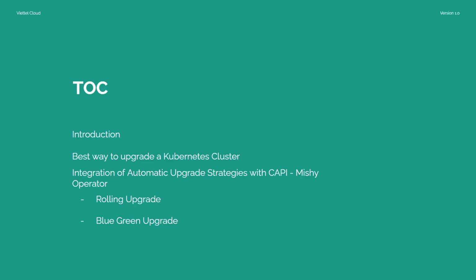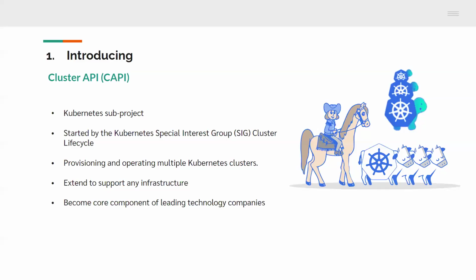Here is the table of contents. So, okay, about Cluster API: it is a Kubernetes sub-project, started by the Kubernetes special interest group Cluster Lifecycle, and it is for provisioning and operating multiple Kubernetes clusters. It has become a core component of leading technology companies like AWS and Azure, and it can integrate with many cloud providers.